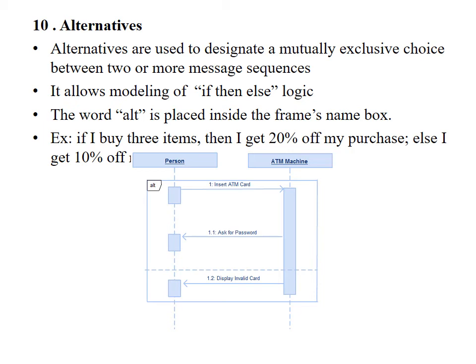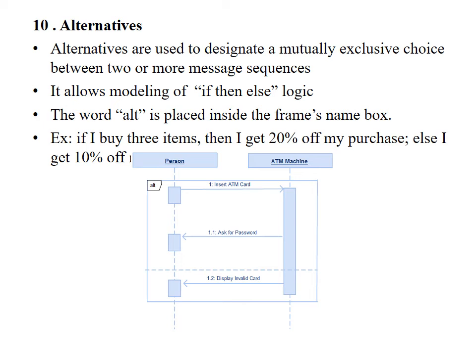The word alt is placed inside the frame box. Look at the symbol. The set of messages to be executed under that particular condition will be enclosed in a frame, and that frame will be given a name called ALT, which is given in the left corner of that frame. I hope you could see. So this represents that this set of messages will be executed alternatively based on the condition.